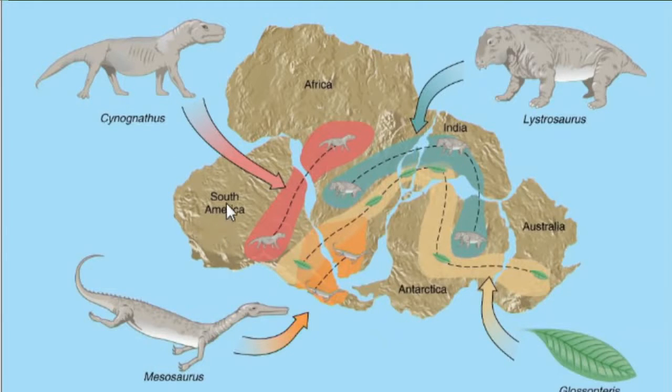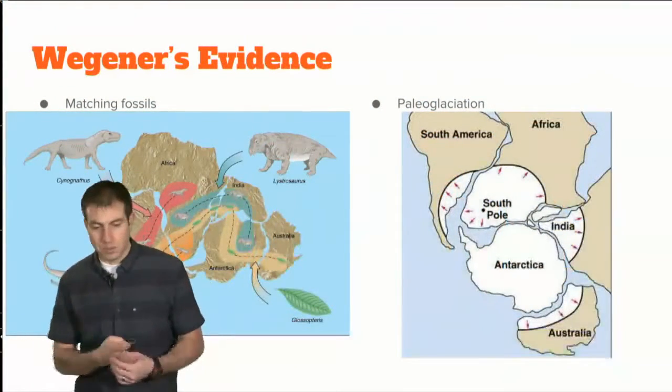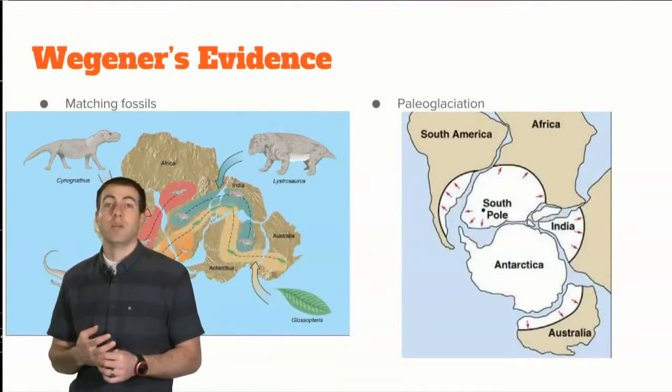But these dinosaurs that only lived on land, how could they possibly get across? And then like a freshwater dinosaur that lives in kind of lakes and things, how could it swim across salt water? So this was another piece of evidence that he used. The fourth was paleoglaciation.